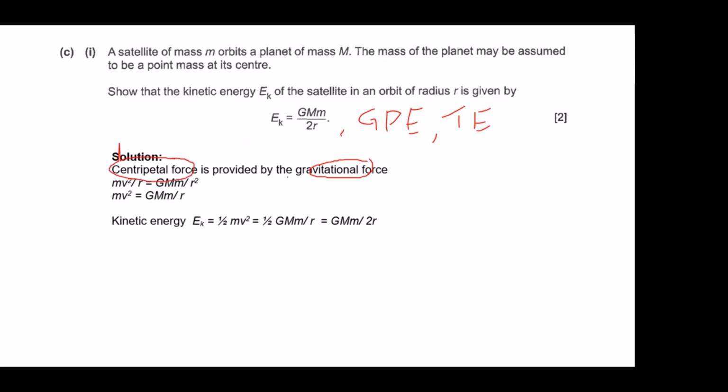Make sure you write your FG and your FC. You can't just write FC equals FG, so make sure you spell something out: your gravitational force provides the centripetal force. Your formula for centripetal force is mv squared over r. Your gravitational force is GMm over R squared. So if I cancel the R, I will get GMm over R.